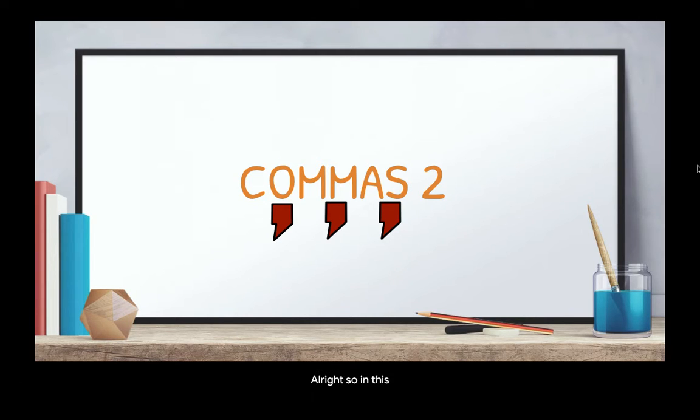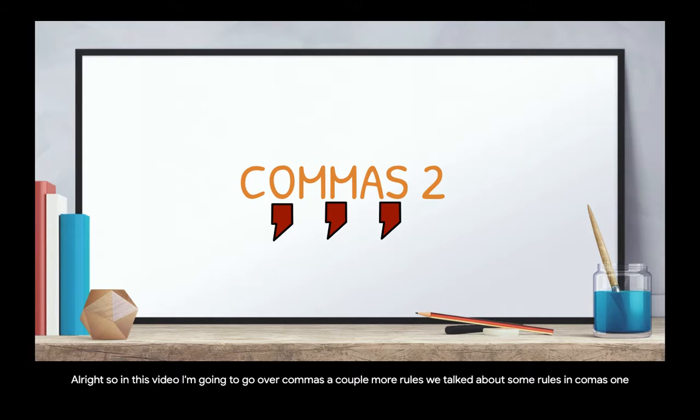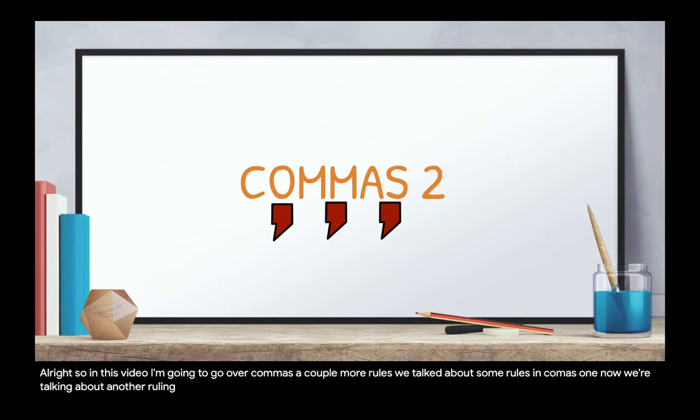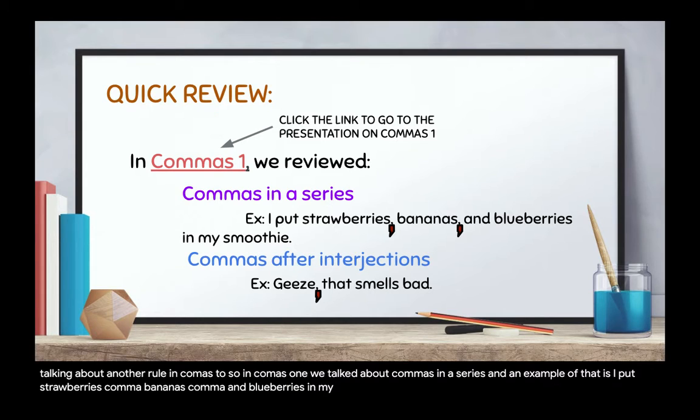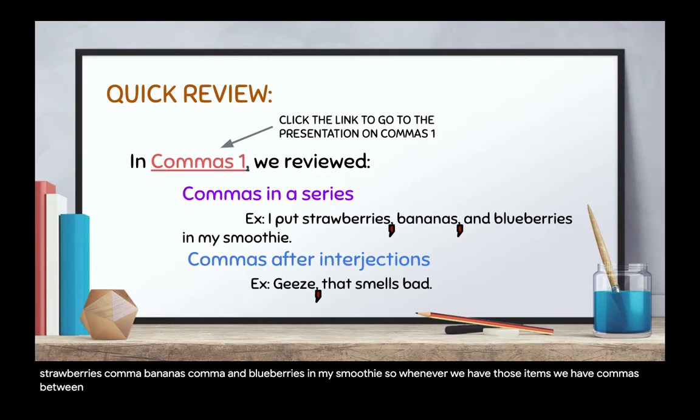Alright, so in this video I'm going to go over commas, a couple more rules. We talked about some rules in commas 1, now we're talking about another rule in commas 2. So in commas 1 we talked about commas in a series, and an example of that is: I put strawberries, comma, bananas, comma, and blueberries in my smoothie. So whenever we have those items, we have commas between them.